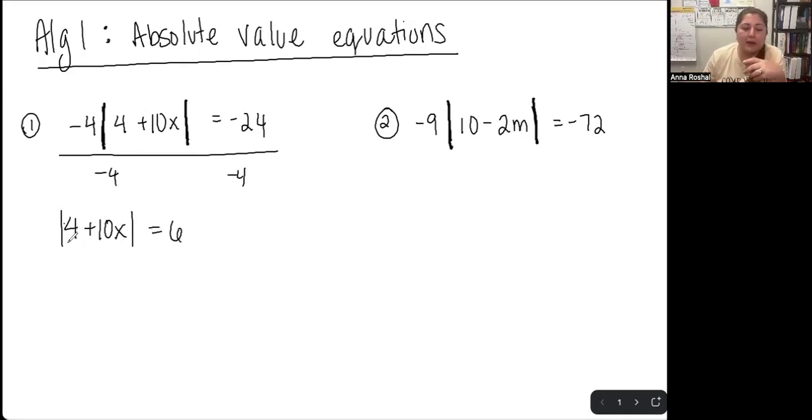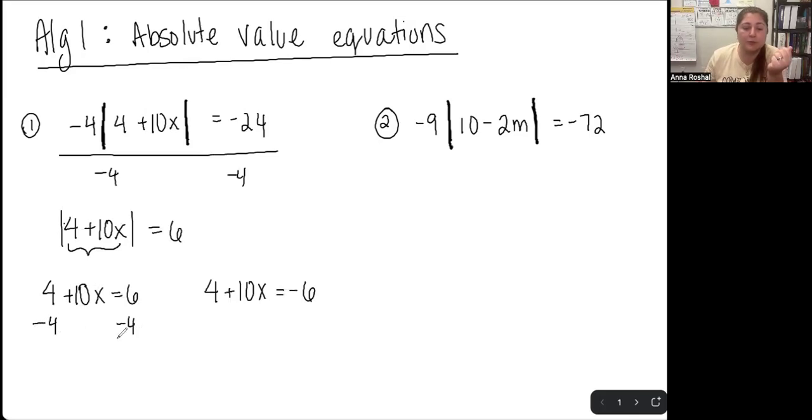So now I know that everything inside this absolute value could equal both positive or -6. Because it could equal both positive and -6, I'm going to take this 4 plus 10x and set it equal to positive 6. And I'm going to do the same thing with this 4 plus 10x and set it equal to -6, because I know this whole section could be either positive or negative. Then I'm going to solve each one as is.